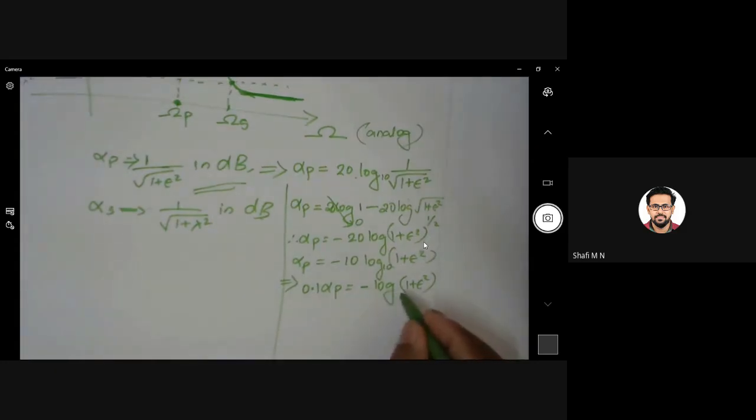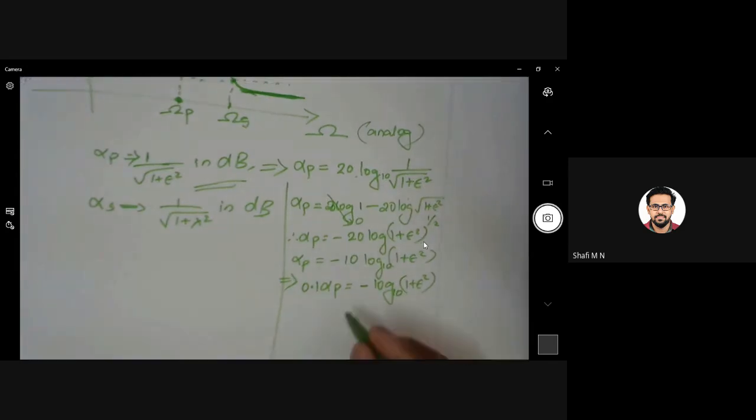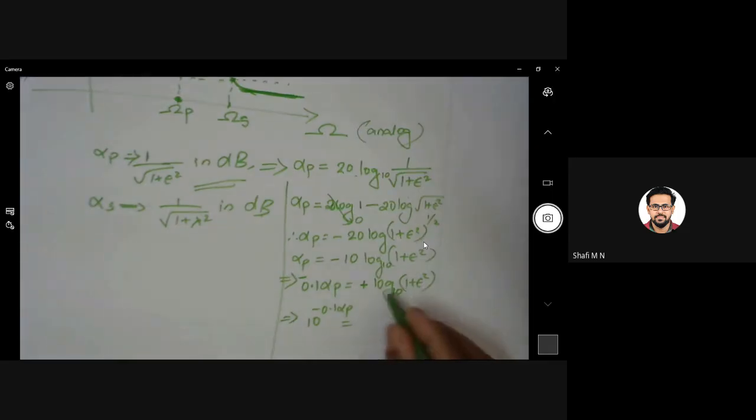Minus logarithm base is 10. Now, what can we do to remove the log? Let me put this minus on the other side. To remove the log, what can we do? You have to take 10 raised to, on both sides. 10 raised to minus 0.1 alpha p is equal to the log, and 10 raised to will cancel.